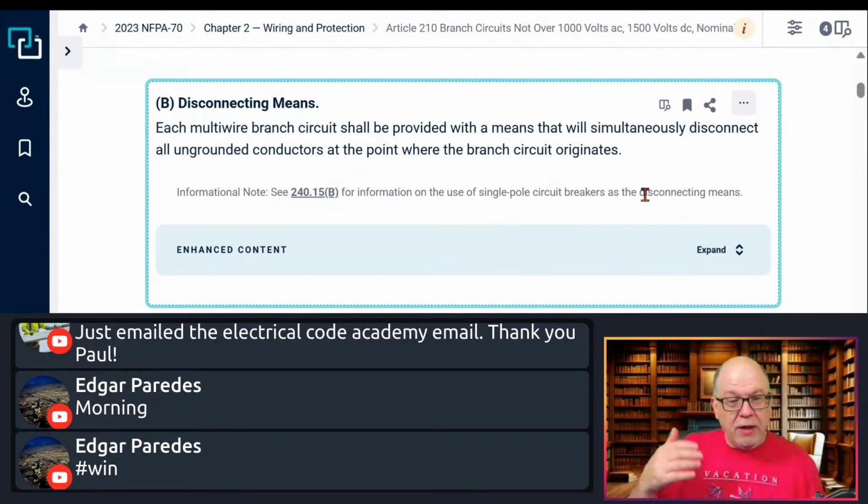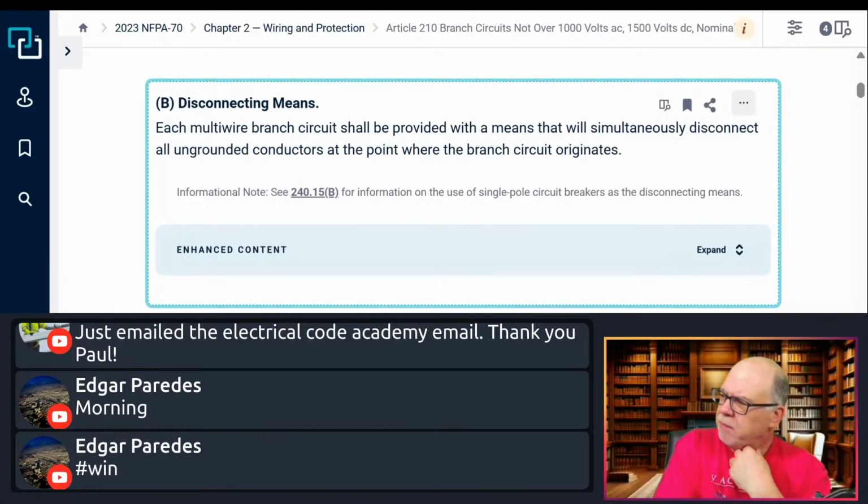That's great because people might forget that. And it reminds me, oh, wait a minute, I can use a 2-pole breaker. Obviously they're going to simultaneously disconnect in a 2-pole breaker. But also, I know that I can use single poles and I have to do something extra, okay?